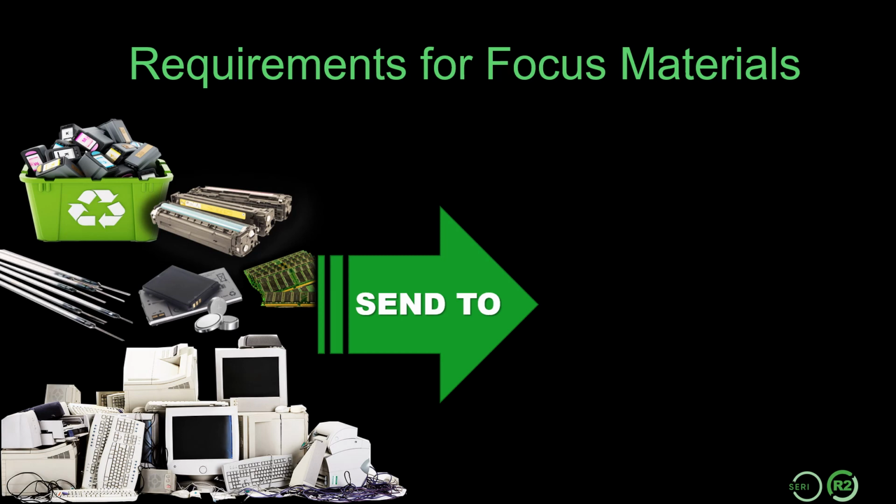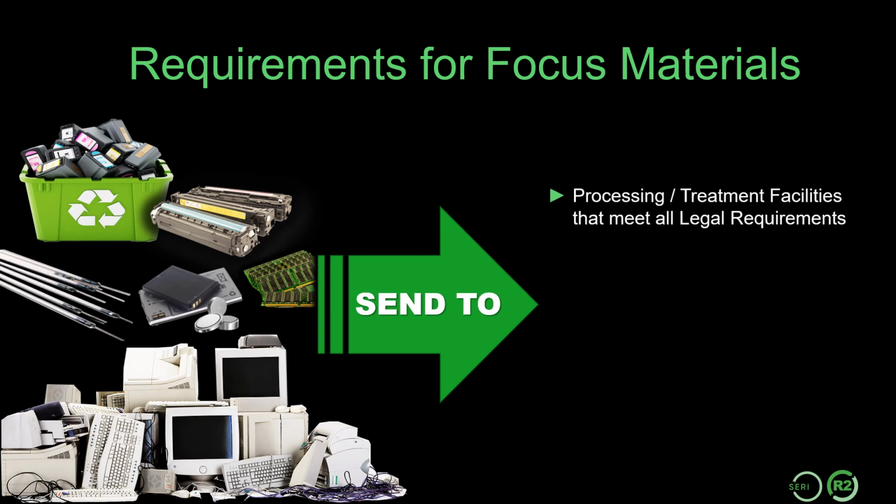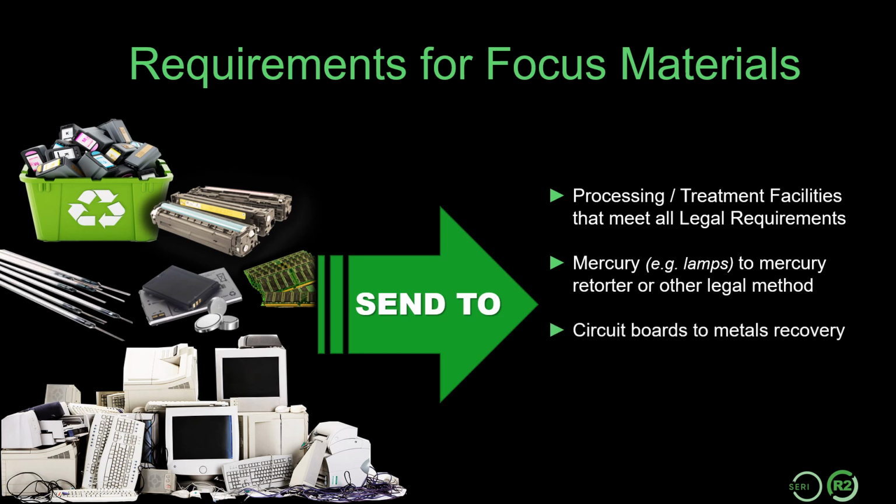R2 facilities that recover focus materials must send the items to processing, recovery, or treatment facilities that meet all legal requirements to handle those materials. Specifically, for items containing mercury, such as mercury-containing lamps, they cannot be incinerated and must be directed to mercury retorting or another legal method of recovery. Circuit boards must be directed to processing for metals recovery, and PCBs must be directed to a legally permitted process for the destruction or disposal of PCBs.